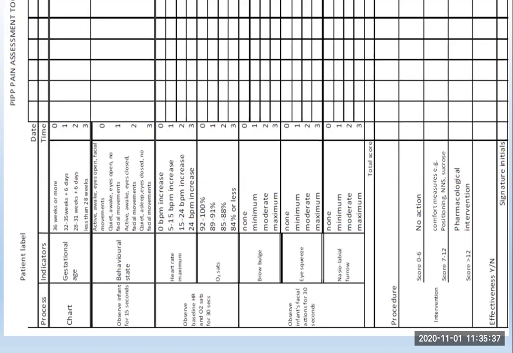Now remember for PIPP, if the score is 0 to 6, we do not need to provide any action. But if the score is 7 to 12, it means the baby is experiencing mild or moderate pain, for which we need to give comfort measures like positioning, non-nutritive sucking or sucrose. These are the non-pharmacological measures. But when the score is more than 12, it means the baby is experiencing moderate or severe pain, in which case we need to provide pharmacological interventions.